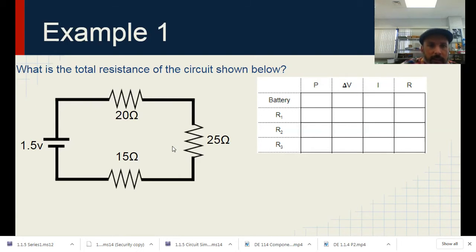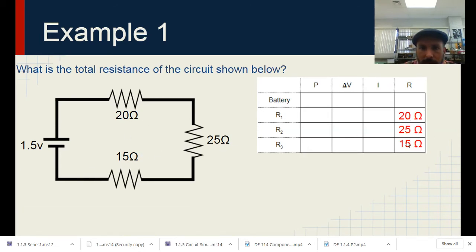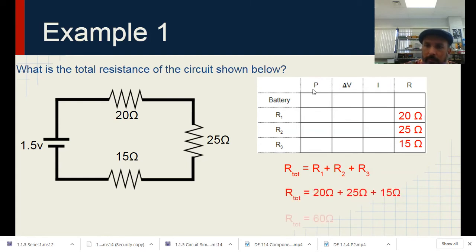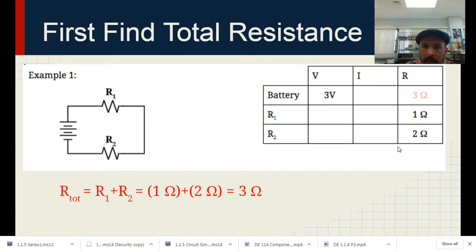To figure out the total resistance of this circuit, they're in a series, one after the other, so electrons only have one path to flow through. Now this one is 20 ohms, 25 ohms, 20, 25, 15. The total resistance we find just by adding them, 60 ohms. The total resistance of this one, if R1 is 1 ohm, R2 is 2 ohms, we're going to add them and get 3 ohms.